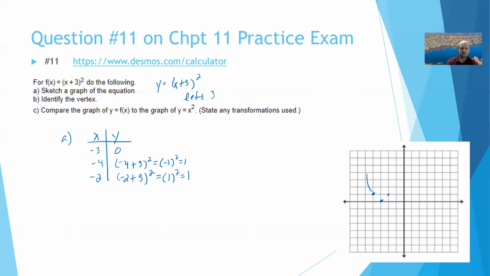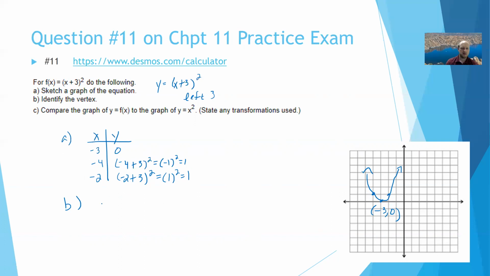So just a very quick sketch here of this parabola. It would look something like that. Hopefully better than that, maybe not as squiggly as mine is. Let's identify the vertex. Okay, we already did it. The vertex is right here. It's at (-3, 0).